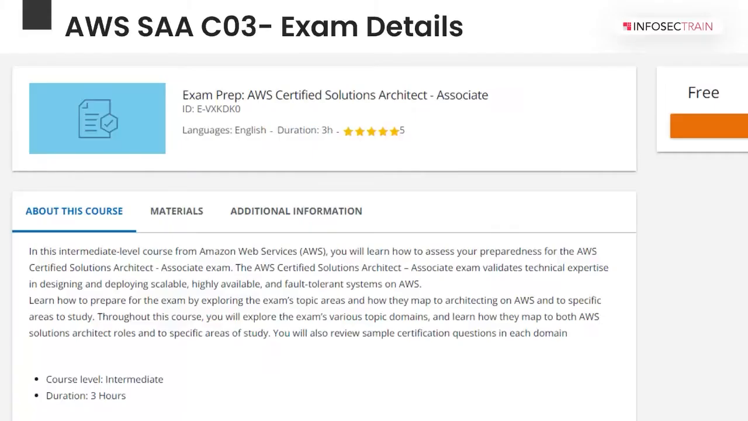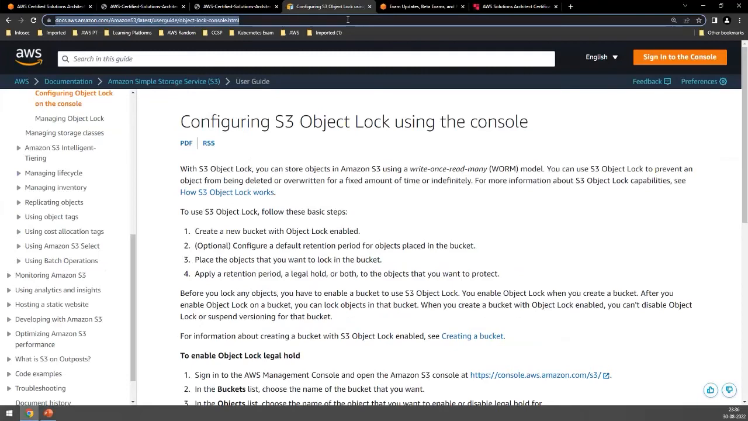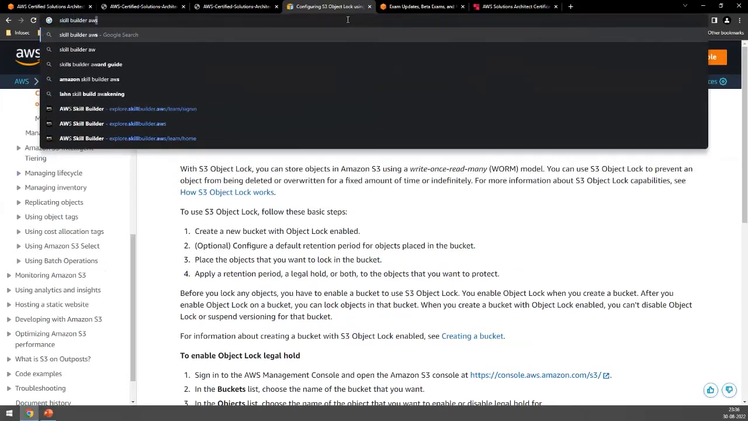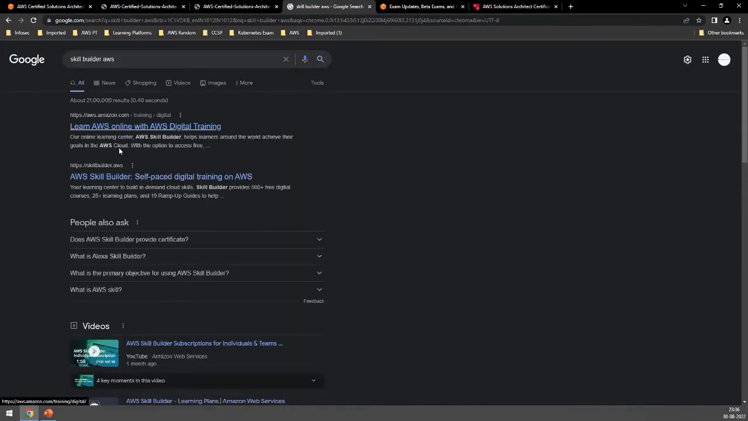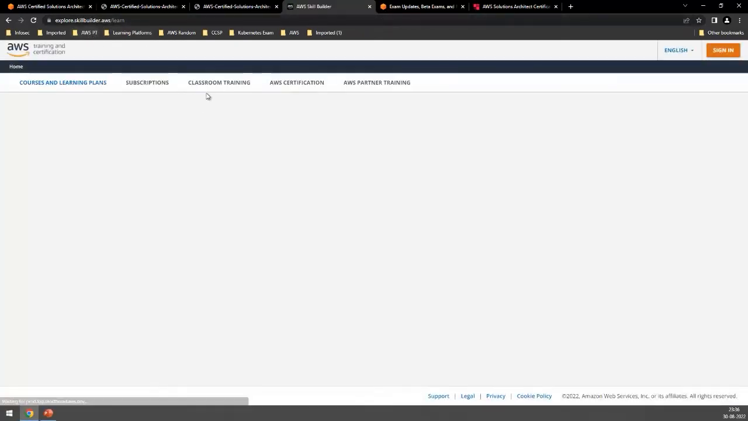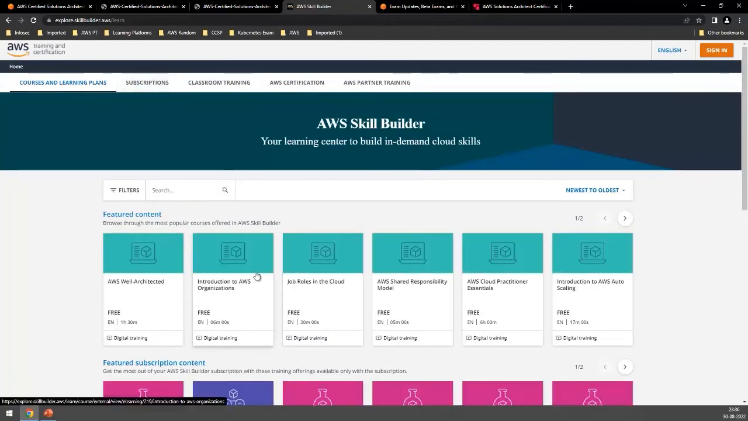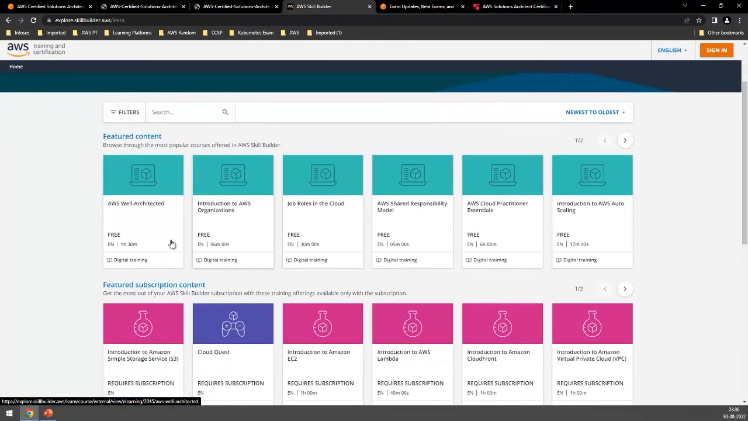The second thing, which I found very useful, is AWS Skill Builder. There is a website called AWS Skill Builder; you can search for it. It has a lot of courses, almost all of them free, which give you good visibility to select the proper courses and learn those.